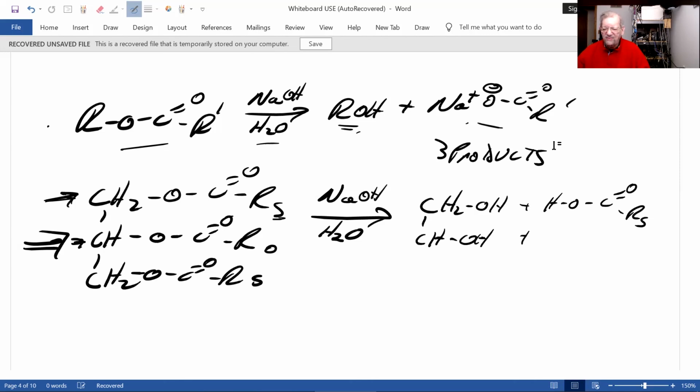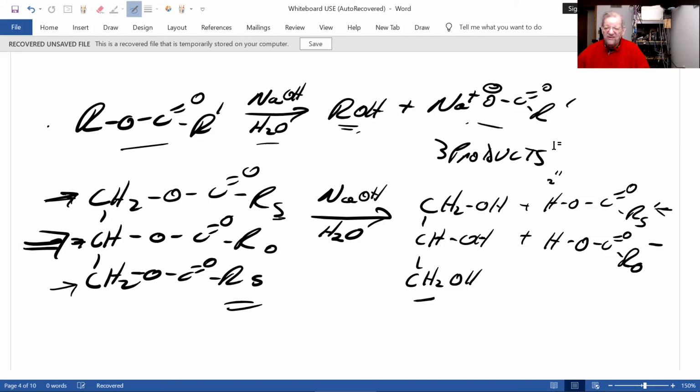Plus oleic acid, which I'll abbreviate like this. And finally, the last one, I'll get this alcohol. Plus, notice I'll make this again. And you don't have to write it because I asked what are the three products. You get glycerin, stearic acid, oleic acid. For those who must, you could do this or you could write it down there.